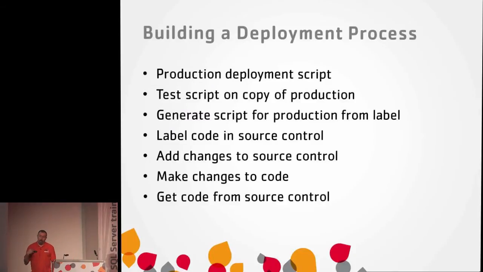For my thoughts, I need a production deployment script. Right? That's first thing I need. Production deployment script. That's just how it's going to work. So I need to test that script on a copy of production, working backwards, right? Thinking about it backwards. I'm going to generate a script from production from a label inside my source control system. I'm going to make sure that I've got a labeled code in my source control system. That's going to happen even before that. I mean, literally, in time, this stuff is going backwards.